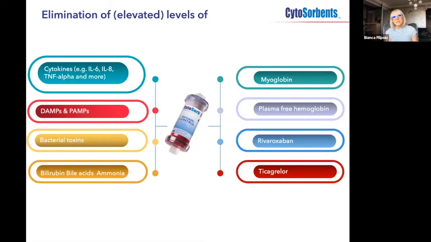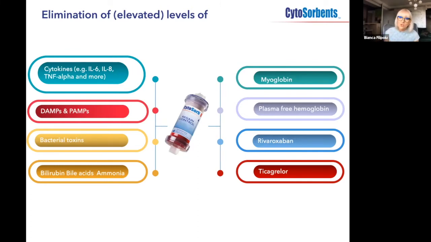Okay, let's see which are the substances removed by Cytosorb. Well, Cytosorb removes cytokines, pro-inflammatory and anti-inflammatory, highly elevated levels of cytokines, because both pro- and anti-inflammatory cytokines are toxic if they are in high levels. Cytosorb removes DAMPs and PAMPs, so the triggers of inflammation, some bacterial toxins, bilirubin, bile acids, and ammonia. And we have experience from the field, from customers like you, using Cytosorb in treating liver failure with very, very good results and very good outcomes for their patients.